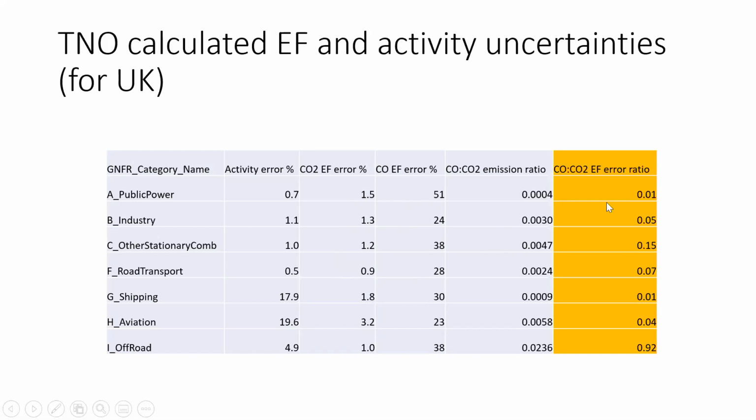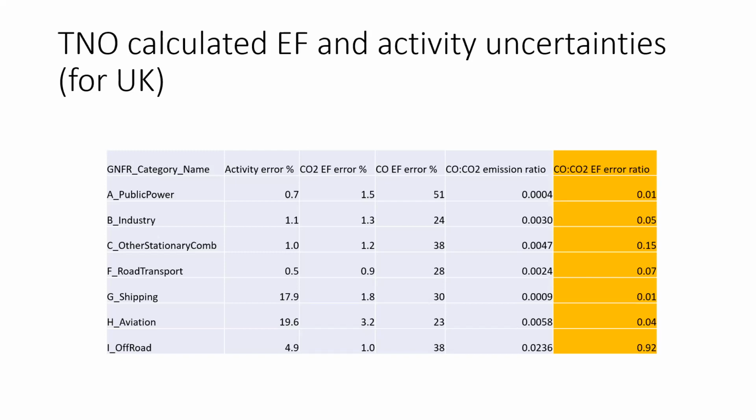And so what this means is the component of the CO2 emission factor error that you essentially could prescribe to CO is only of the order of a few percent. And that's shown in those calculations there in the right-hand column. Other than for off-road emissions in this sector breakdown. But this is because of the relative magnitudes of CO to CO2 emissions and their emission factors.